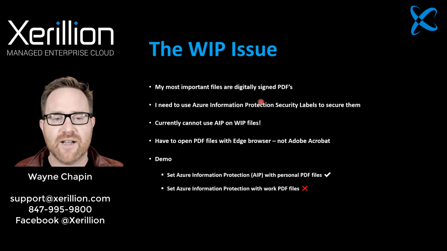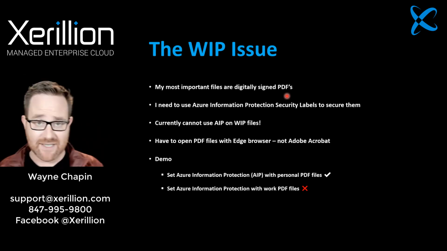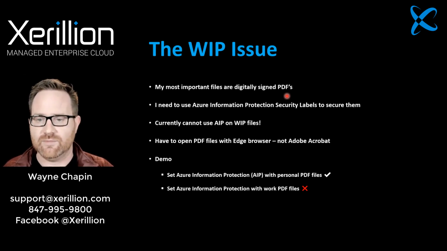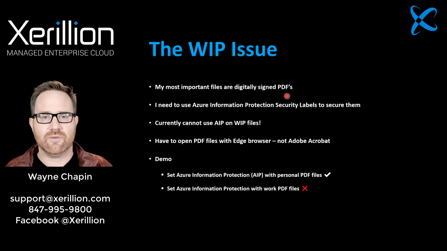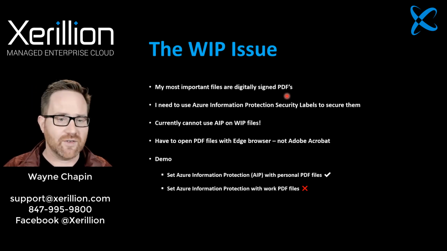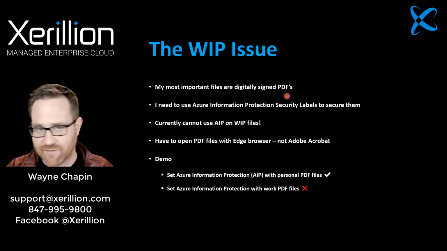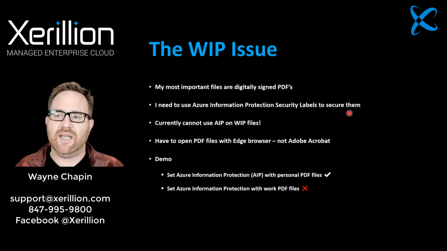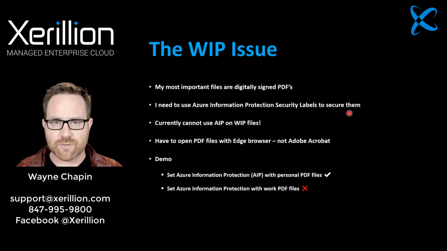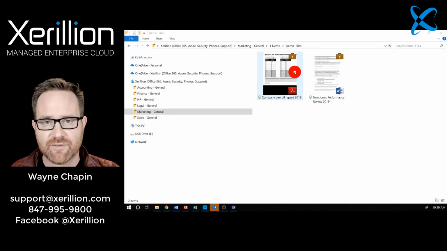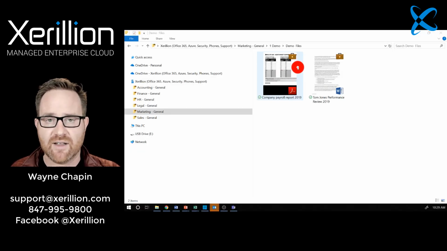My most important files are digitally signed PDFs. So everything we do that is signed is through DocuSign. We don't print out files, sign them, and scan them back in. Everything's done through DocuSign. So if I look at the files that I actually really want to secure, they are PDF files. That's super, super important. And I need to use Azure Information Protection to protect those files. So I've got this PDF file, and this PDF file has a briefcase. And so this is a work file.